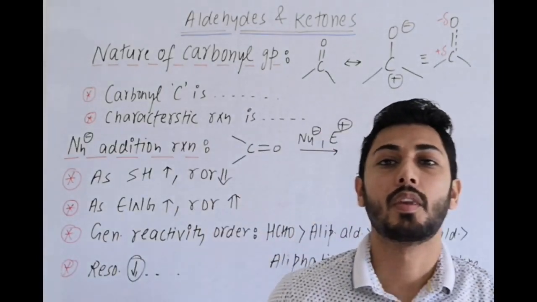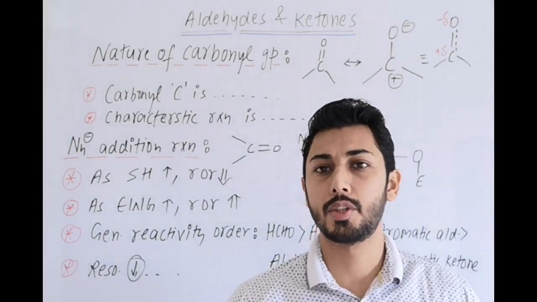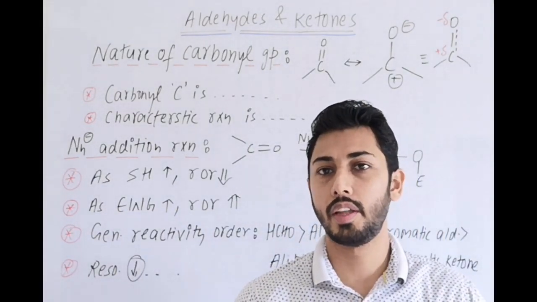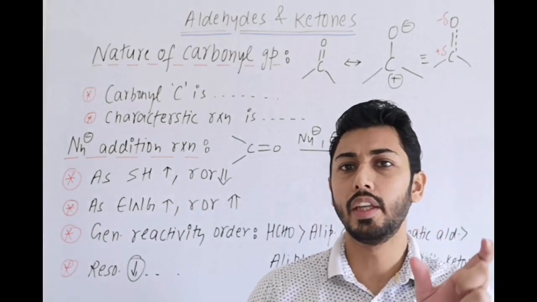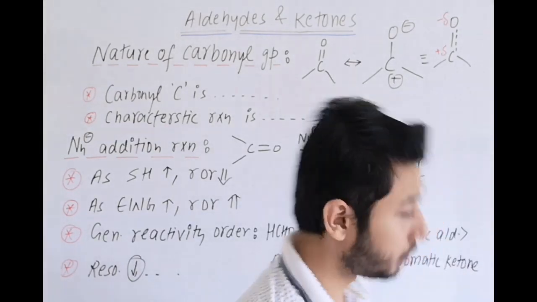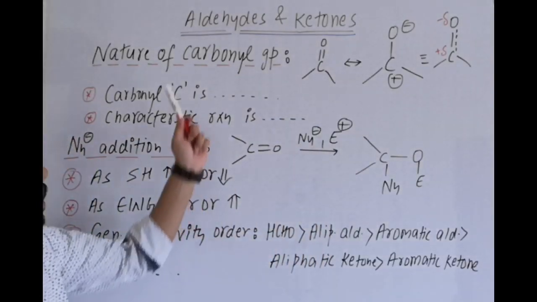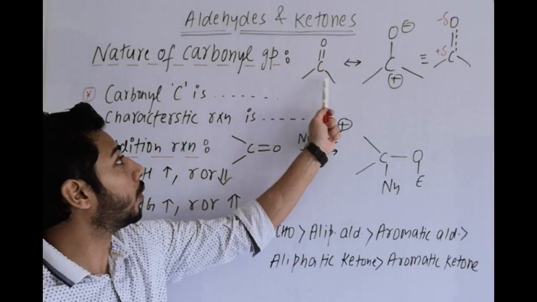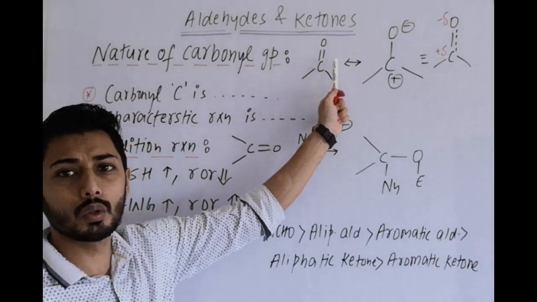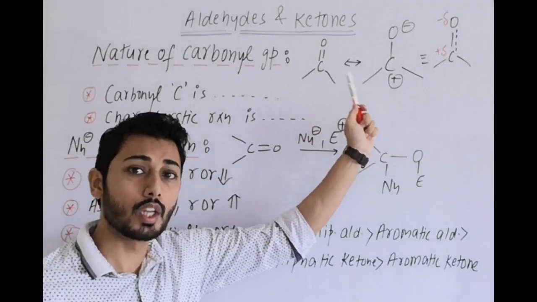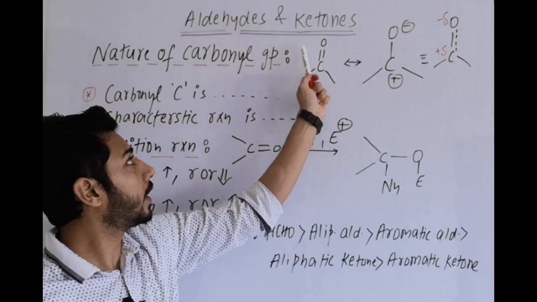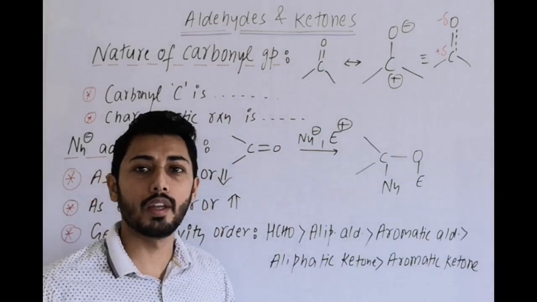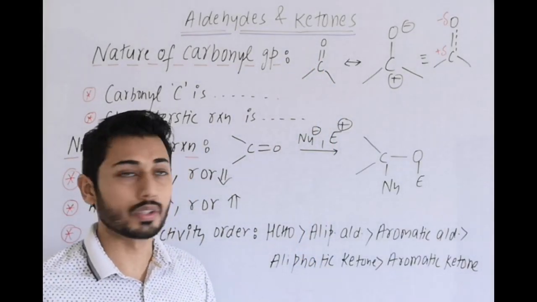Hello students, after completing the preparation of carbonyl compounds, next, before starting the chemical reactions, we will talk about the nature of carbonyl group. In that part, C double bond O, here it is carbonyl group, maybe aldehyde, maybe ketone. Now, due to resonance stabilization, these pi electrons shift towards the more electronegative atom, which is oxygen.